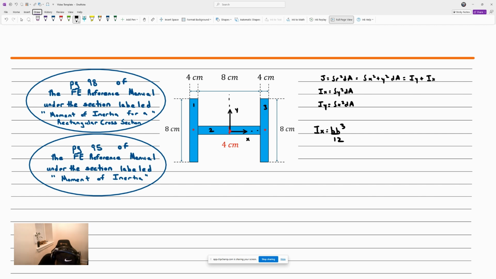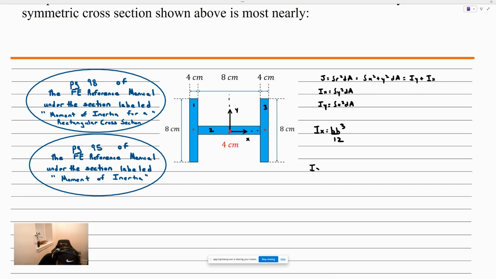What that means is that if I was computing Ix of this shape, all I would have to do is simply add 3 moment of inertias. Ix would be, for the first shape, the base 4 times the height cubed over 12. And I know that there's 2 of these. 1 and 3 are identical. So I'm going to double it right here.